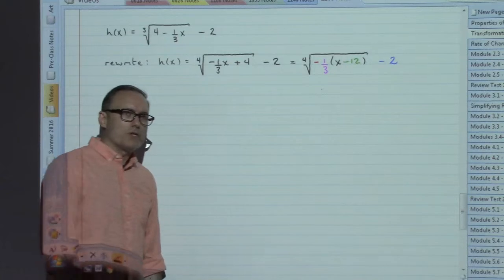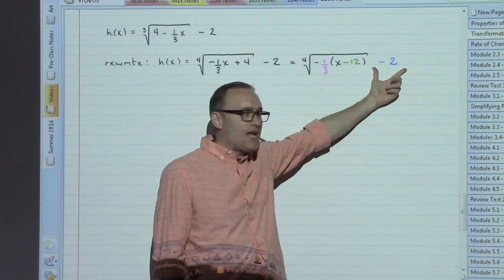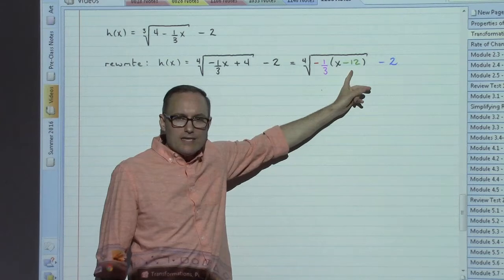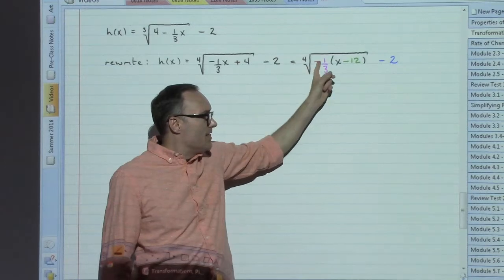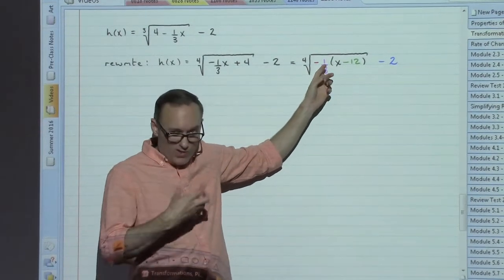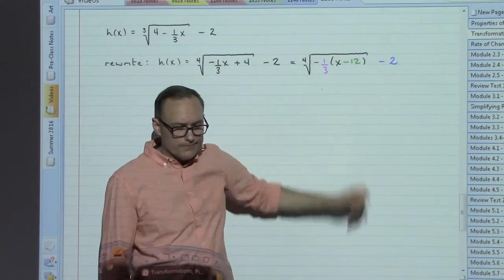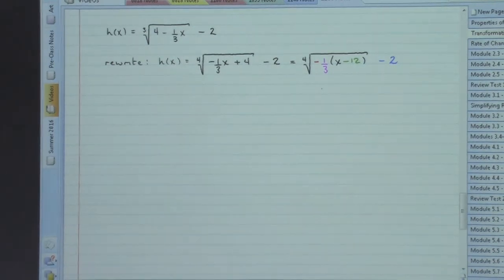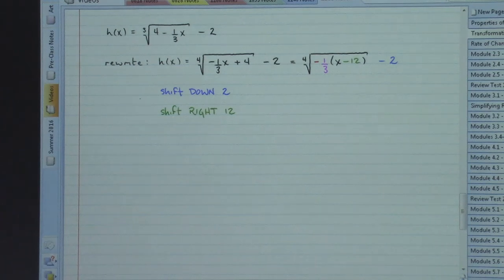Now we can talk about what's going on. And again, the nice things for us to pick out, we've got that -2 that's showing up outside of our square root, or excuse me, fourth root. We've got in the parentheses this x minus 12. Then we've got inside of that root, so still horizontal elements, we've got a negative and we've got a 1/3. So start with the nice ones, the shifts. And the shifts are going to be based on the blue and the green. So shift down 2, shift right 12.